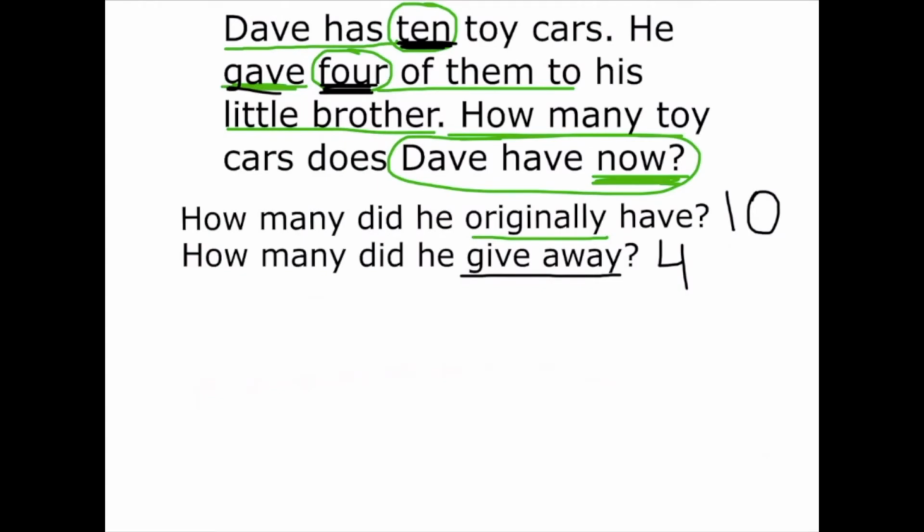So let's start making the equation. We know that he had 10 originally, which is probably the number that we'll be subtracting from, and that he gave away 4. So we know that we have to subtract 4 from 10 to figure out how many he has now after he gave 4 of them to his little brother. So let's start making a model. We need to represent 10, which is the number that he originally had.